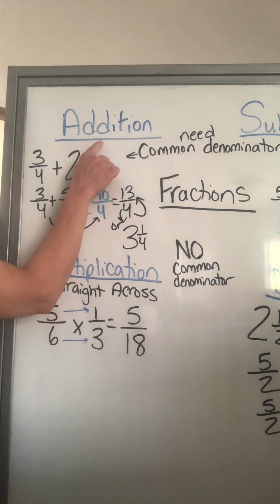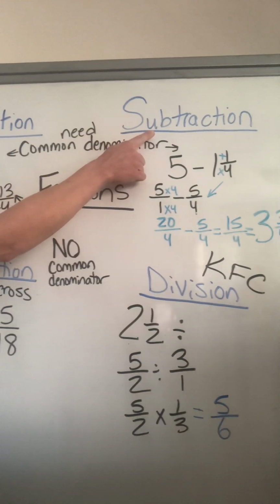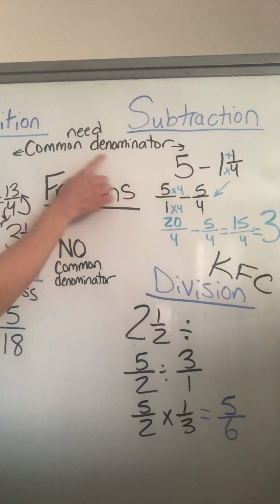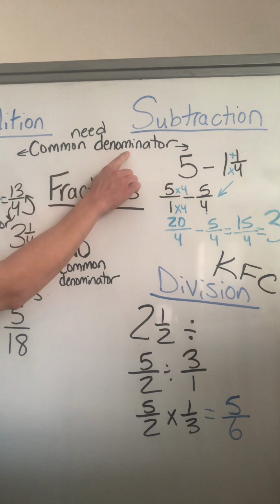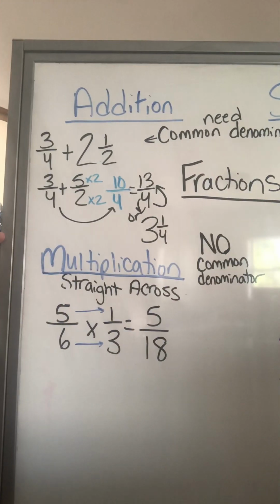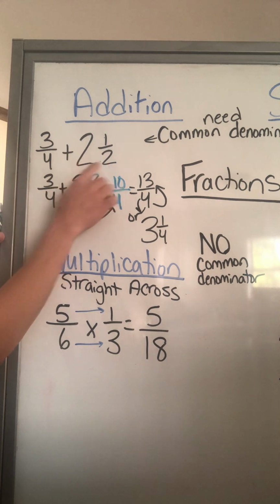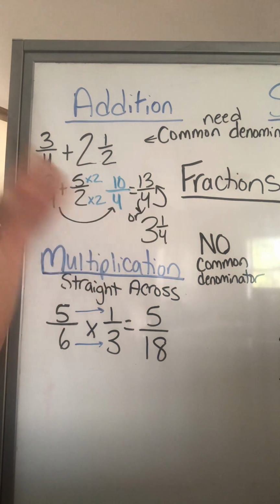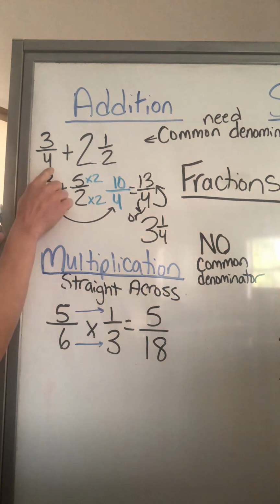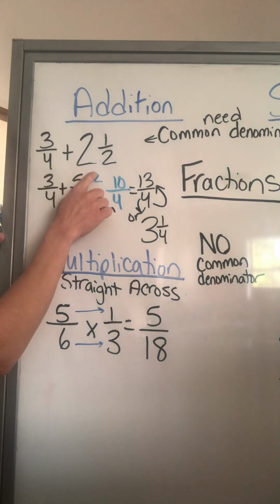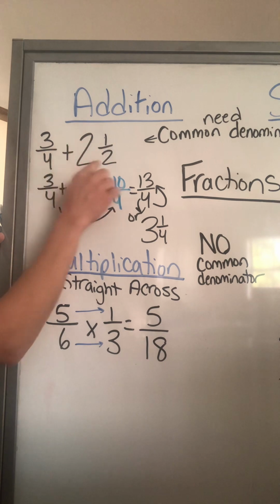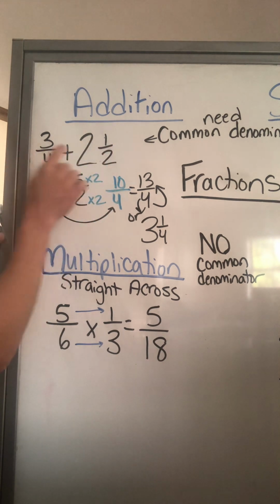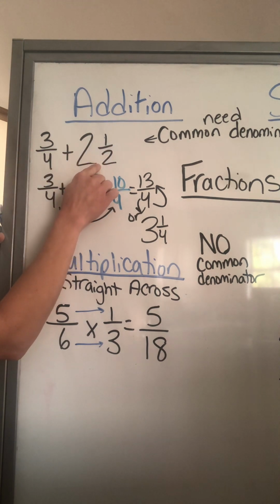All right, so whenever you add or subtract your fractions, remember that you need a common denominator. And that means that the lower numbers on your fraction, the denominators, have to be the exact same before you can do anything or solve anything. So we're going to start off with 3/4 plus 2 1/2. Remember that we've got to change our 2 1/2 from an improper fraction to a mixed number.